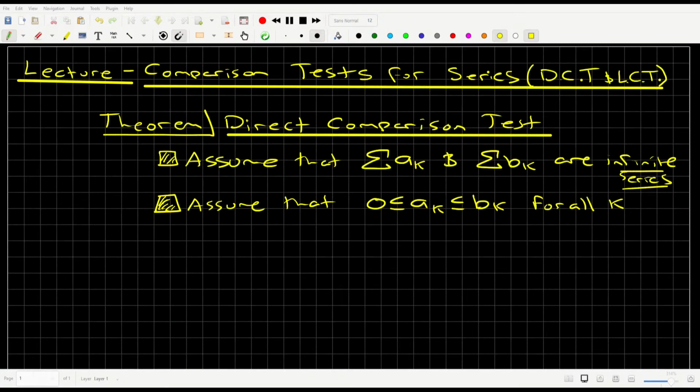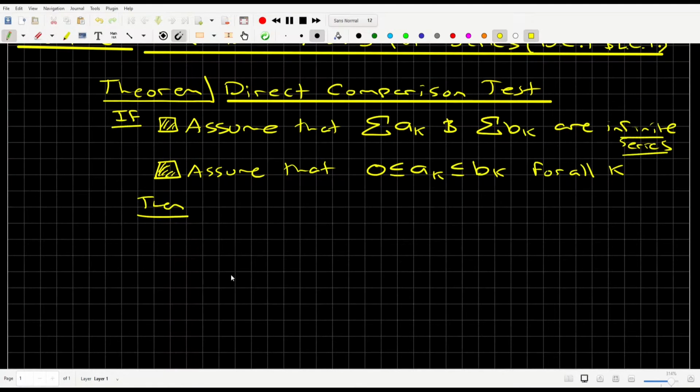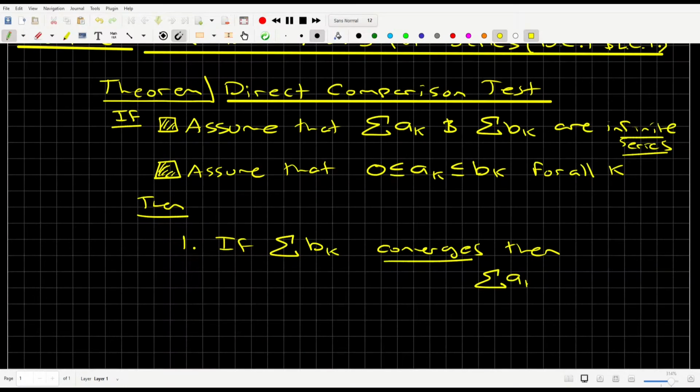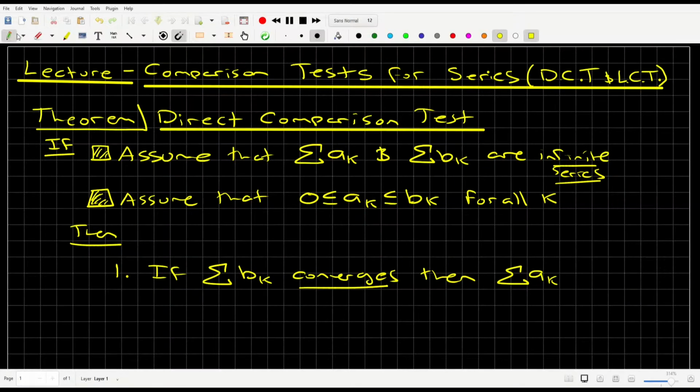So if these two assumptions are true, then we can say directly the following two things. If the series of the b_k's converges, so the upper bound for each one of the a_k's, if the sum of all of these b_k's converges, then the sum of the a_k's must also converge.